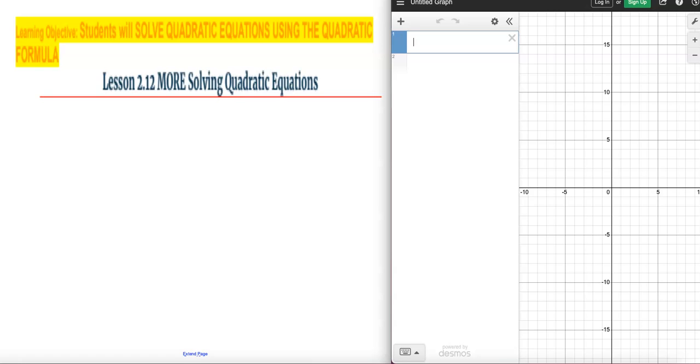Alright, so we're in lesson 2.12, which is more solving quadratic equations using the quadratic formula. This is our last lesson for Unit 2, so let's go ahead and get started.